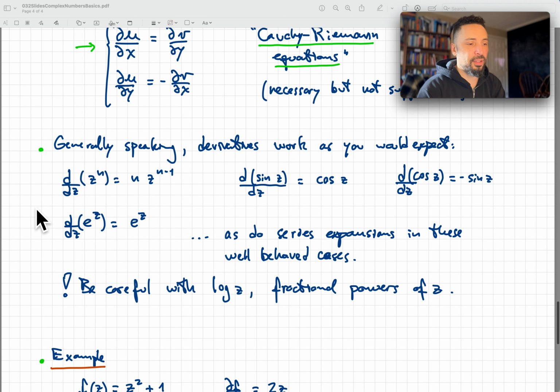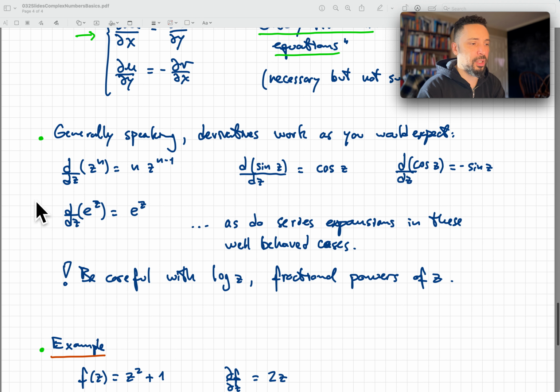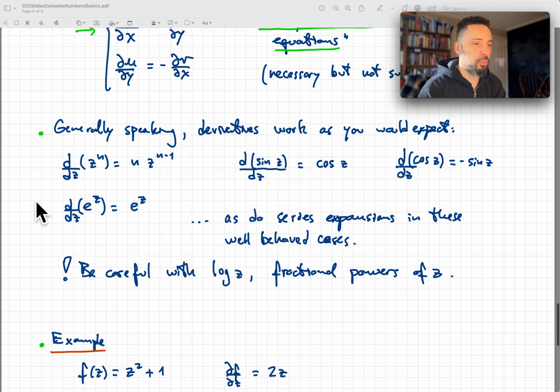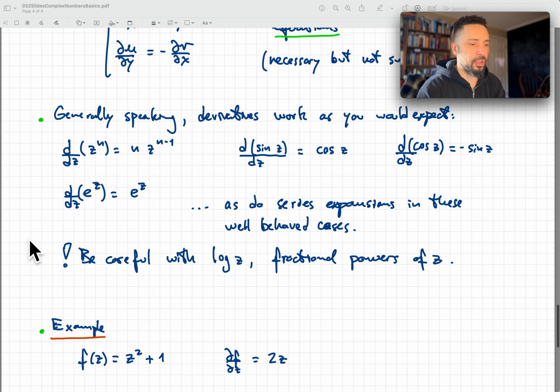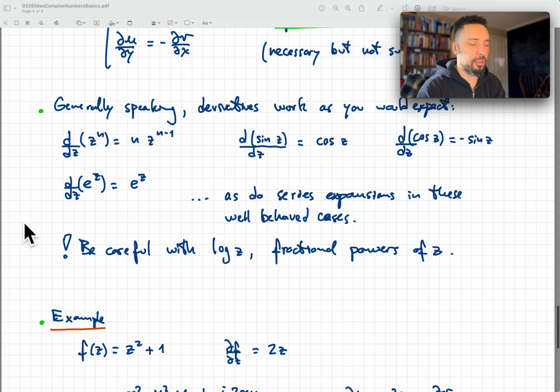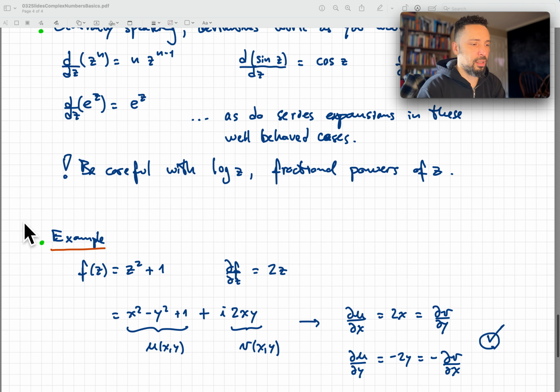And in the same way, series expansions of all these objects work as you would expect. Every case that is well behaved with real numbers and doesn't have any issues works pretty much in the same way for complex numbers. You do have to be careful, however, with functions like the log of z or fractional powers of z. Those that are always a little weird with real numbers also get a little weird with complex numbers, and you have to be more careful. And we'll come back to that in future videos.